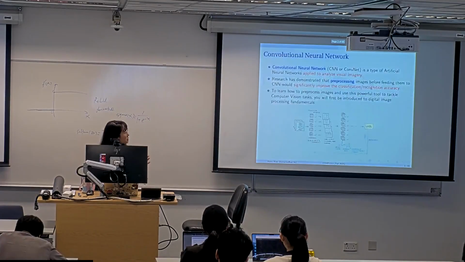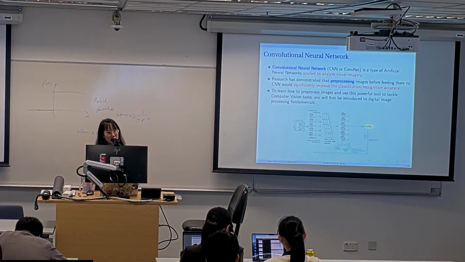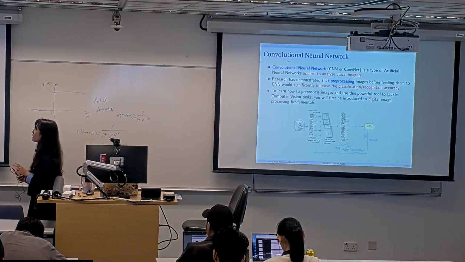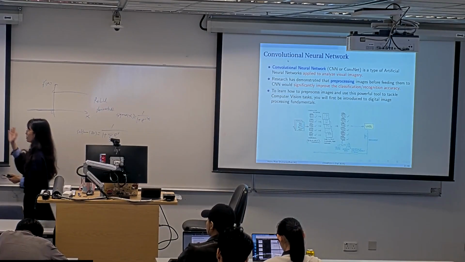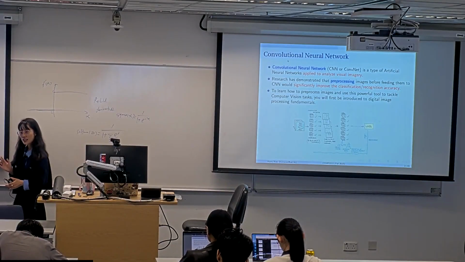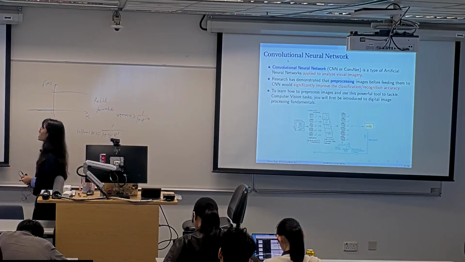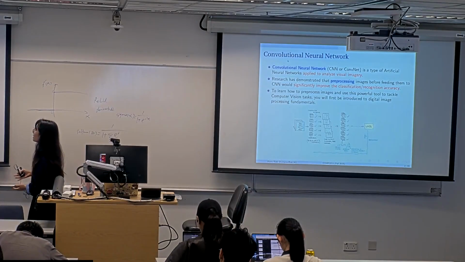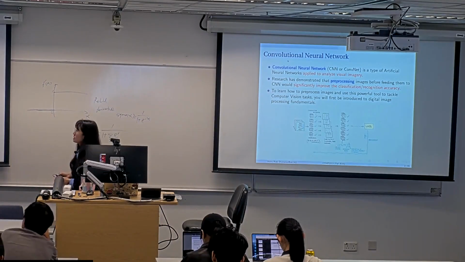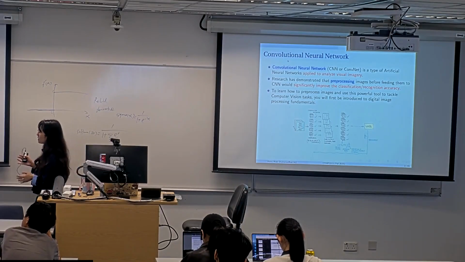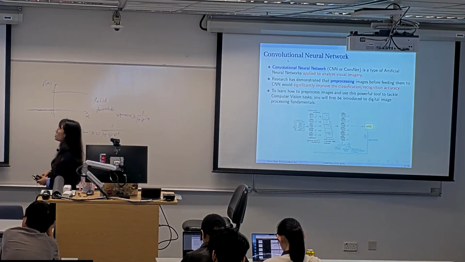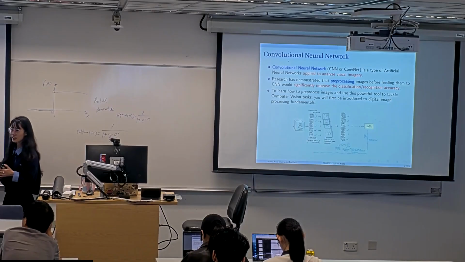Actually, our ultimate goal is to learn the convolutional neural network, the CNN, which is another type of artificial neural network applied to analyze visual imagery. Right after we learn image processing, we will start to learn the CNN. However, research has demonstrated that pre-processing images before feeding them to a CNN significantly improves the classification and recognition accuracy. So to learn how to pre-process images and use this powerful tool to tackle computer vision tasks, you will first learn the digital image processing fundamentals.